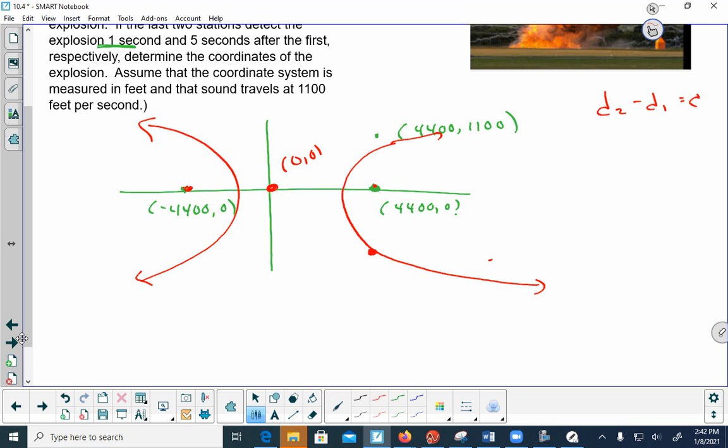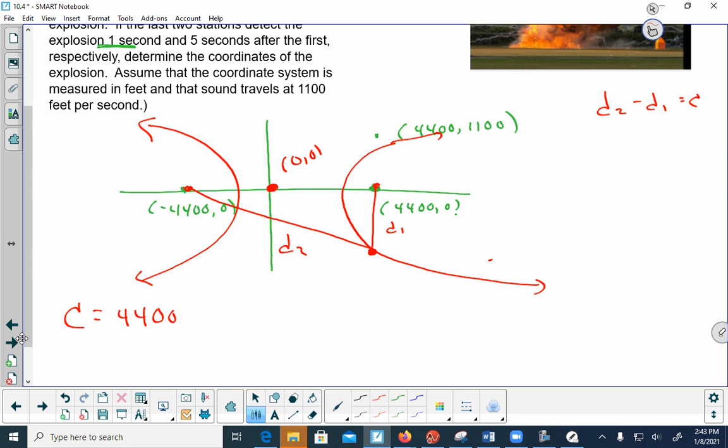But let's talk about this first. If this is my center 0, 0, the distance between my center and my foci is my C. So my C is 4400. It's the distance between my center and my foci. Then I'm going to call this D2 because it's larger, and I'm going to call this D1 because it's smaller.